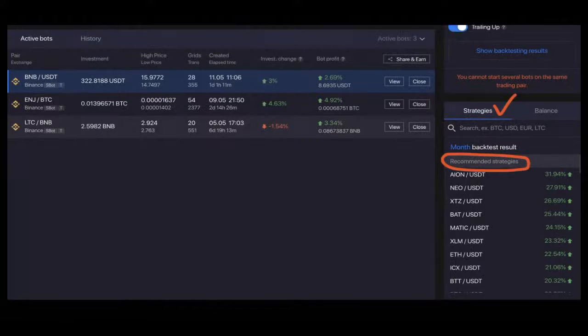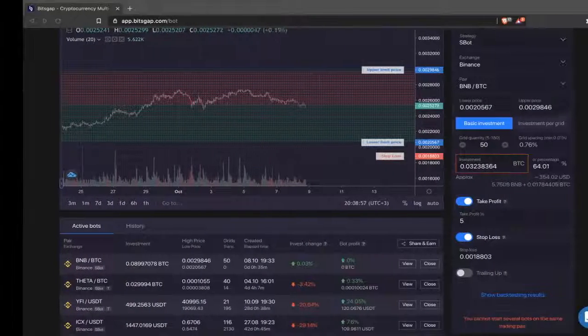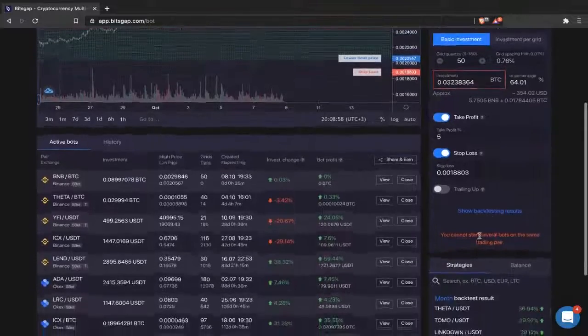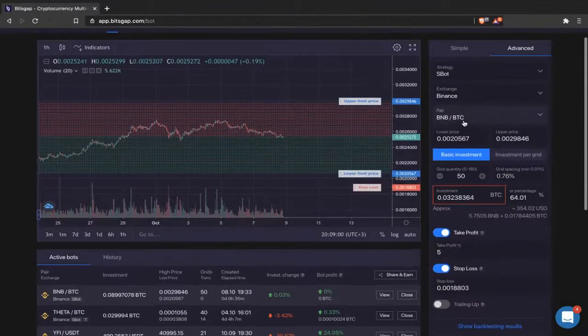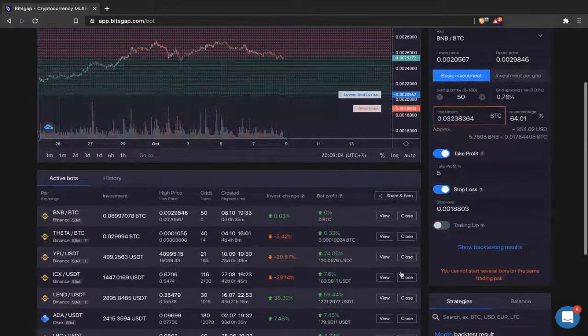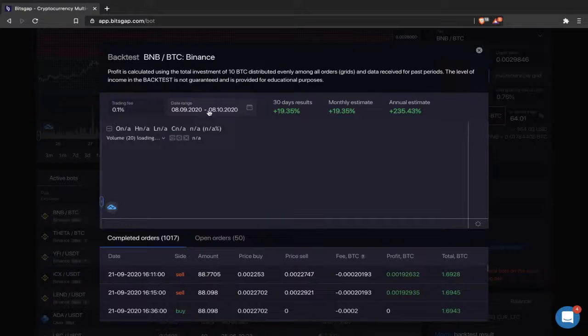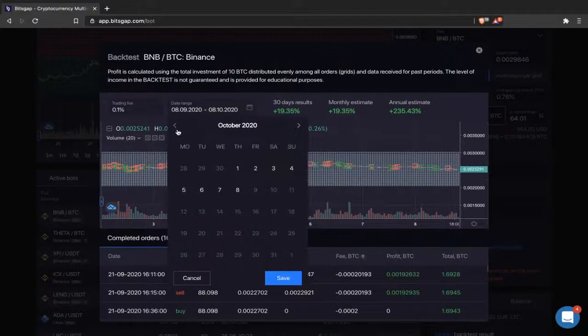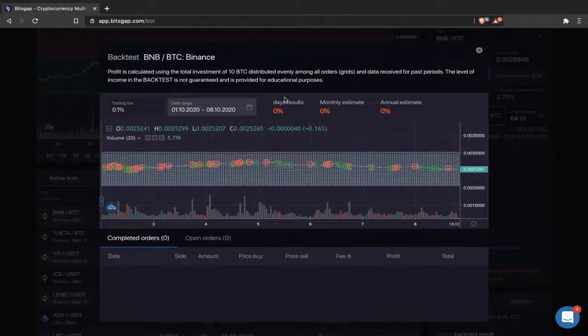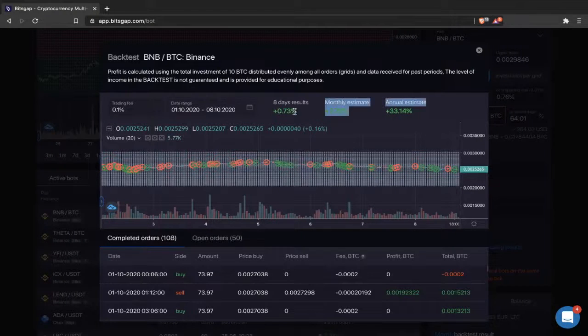Sources of trade ideas, recommended strategies, and backtesting. So you see backtesting, you will find it over here. As soon as you select the cryptocurrency pair, and that's BNB to Bitcoin in my case, show backtesting results, and you can actually backtest what would be the return, let's say from the 1st of October until today. So that's going to be exactly 7 days. You see the return will be only 0.73%.